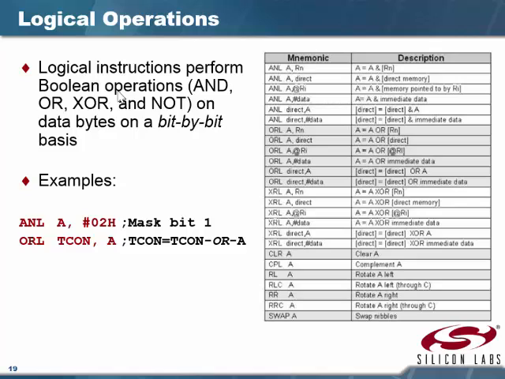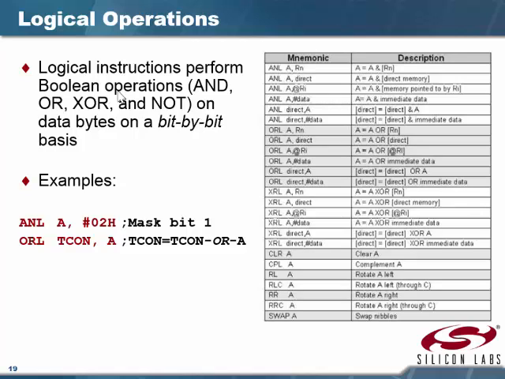But the first one does a logical bit-by-bit AND, right there. And we can AND the accumulator with a register, a memory location, memory pointed to by a register, immediate data, direct, where we're given a memory location, and direct with immediate data. So we've got 5 or 6 different ways we could do a logical AND. And that just does a bit-by-bit AND, right there.